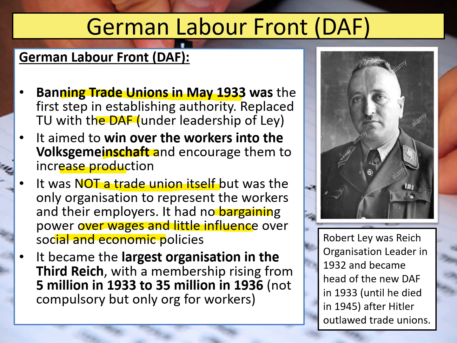However, because the German Labour Front included things like the Strength Through Joy movement, that we'll talk about in a second, this organisation became the largest in the Third Reich, with membership rising from about 5 million in 1933 to 35 million in 1936. This wasn't compulsory, so these numbers are quite impressive, but then we also have to think about the fact that this was the only organisation for workers, and Strength Through Joy was also a subsidiary part of the German Labour Front. Pause the video here if you want to make any notes on this.